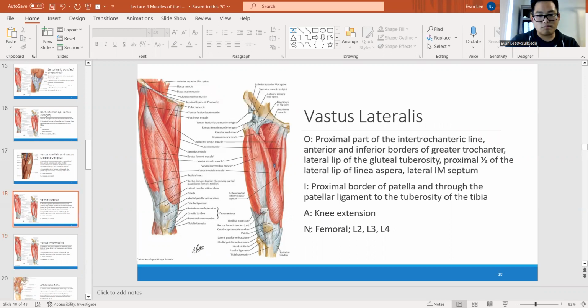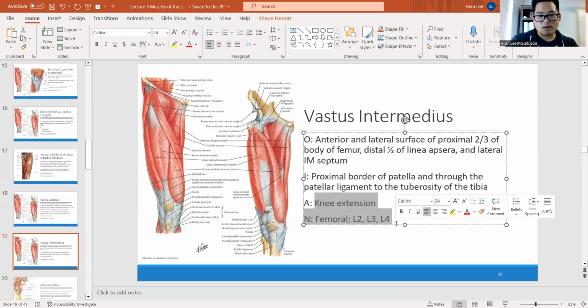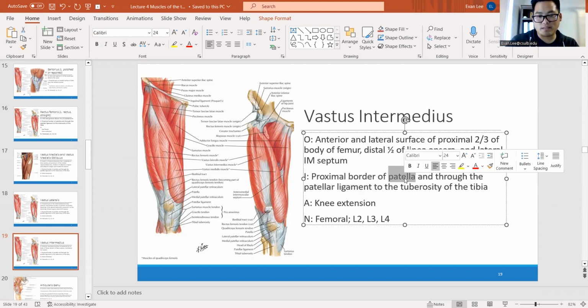So you had vastus medialis, lateralis, and intermedius, which all do knee extension, and they're all innervated by femoral L2, 3, and 4, and they're even all inserting at the tibial tuberosity of the tibia via the patella ligament.